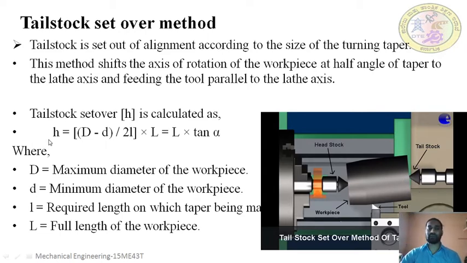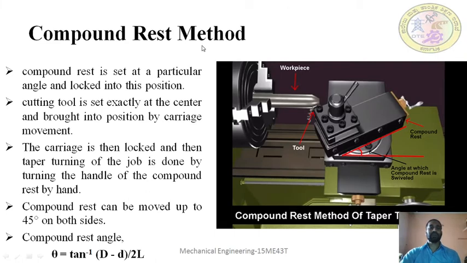The compound rest method. In the compound rest method, the compound rest is set to a particular angle and locked in this position. The cutting tool is set exactly at the center and brought into position by carriage movement.